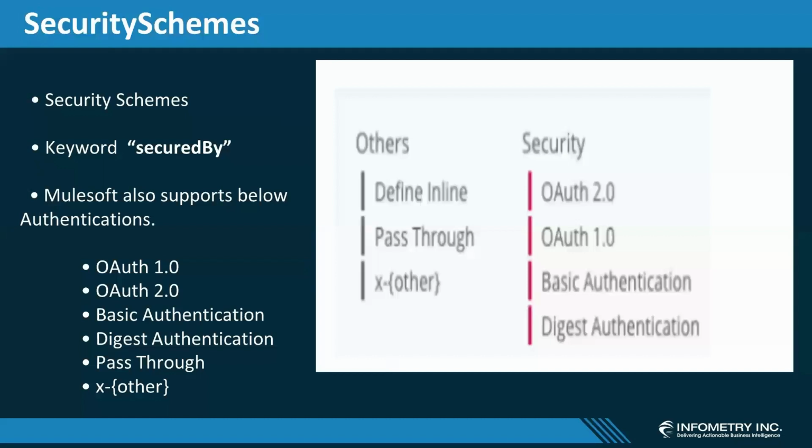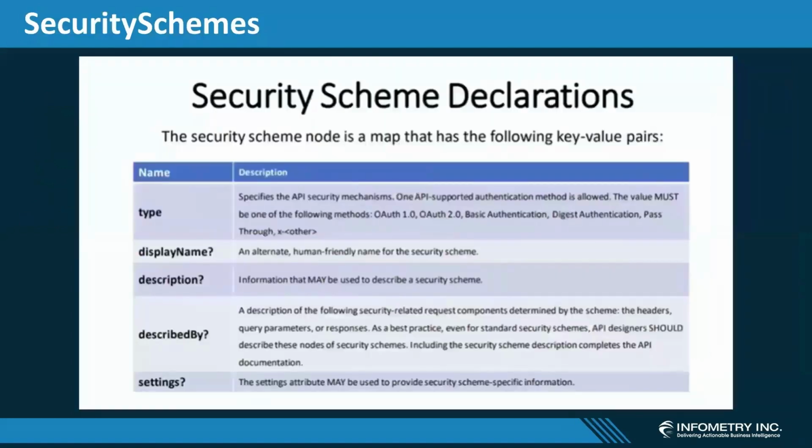Now let's see how to declare the security schema. What are the parameters we need to follow to declare our security schema? There are a couple of fields. The first is type. We should mention what type of authentication we are defining, whether it is OAuth 2.0 or 1.0, digest, basic authentication, or our own custom security authentication. I'll discuss how to define these in the next slide. These are just the declaration parameters we need in order to declare our security schema.